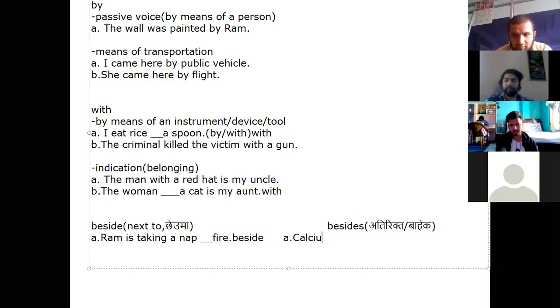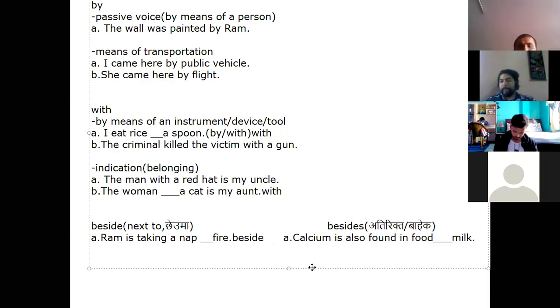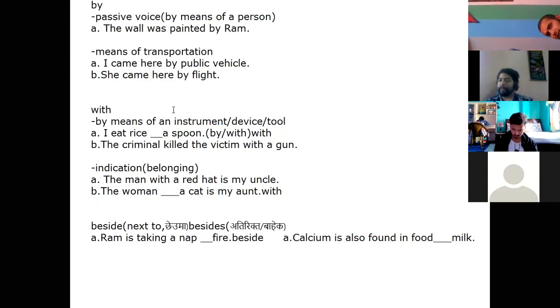Calcium is also found in food, dash, milk. Calcium is also found in food besides milk, because many people believe that calcium is only found in milk kind of. So there are also other foods where calcium can be found.